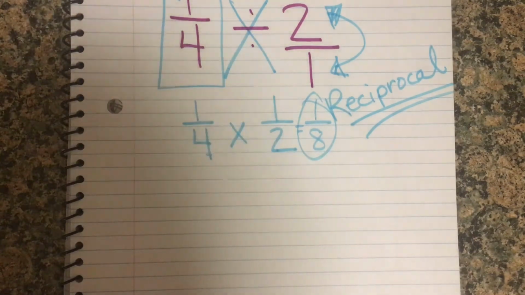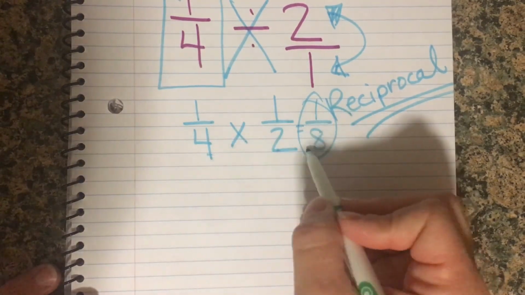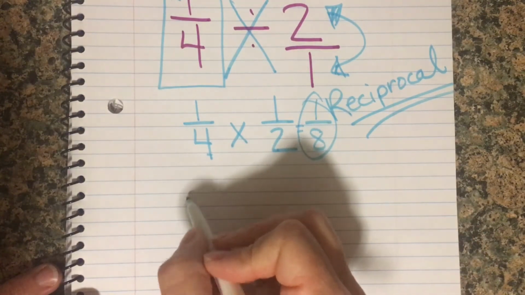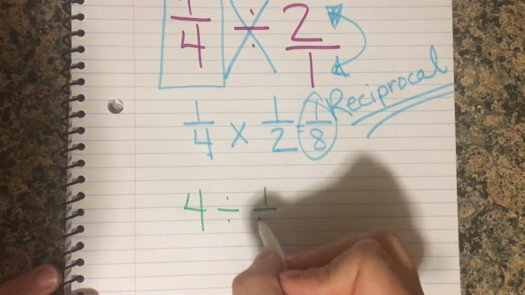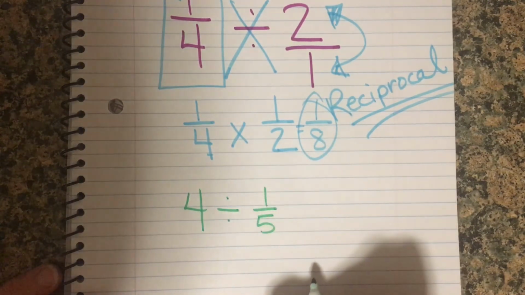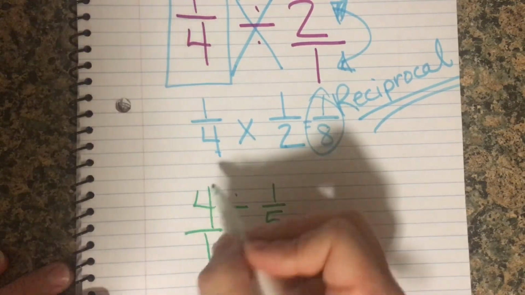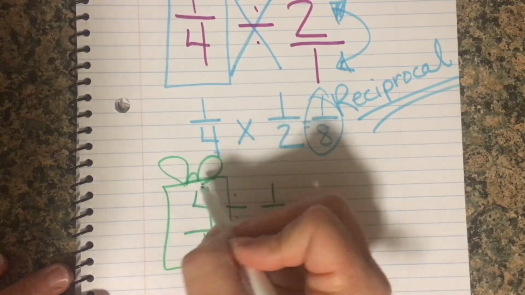I'm going to show you one more. When you start with a fraction, you're always going to end up with a smaller fraction. If I have a whole number like 4 divided by 1/5, I'm going to dress him up like a fraction. I like him. I keep him. Put a bow on him. He's great.